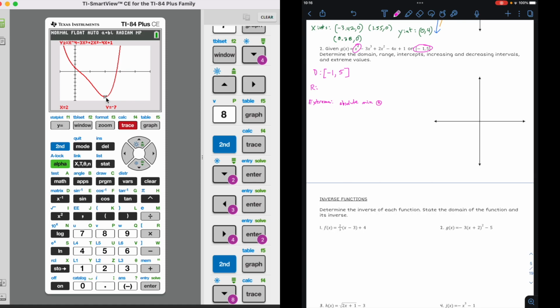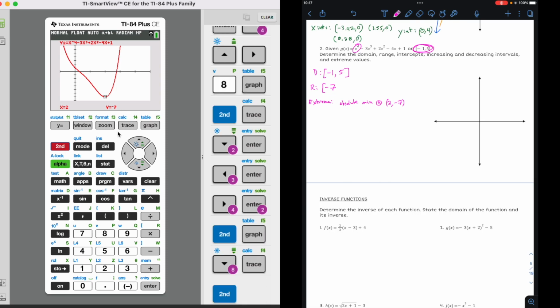So you kind of have to make a judgment call. But yeah, so we have a min at 2, -7. Our range then, our minimum value is going to be -7 inclusive. Then we'd like to know how high this goes on that interval. So remember our domain is -1 to +5.